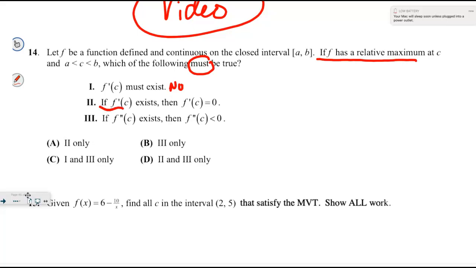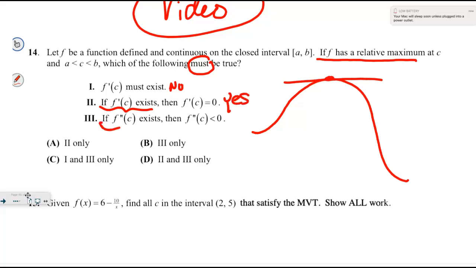If the derivative does exist, then it must be 0. Well, yeah, if the derivative did exist at my maximum, it must have been 0. This is a yes. If the second derivative exists, talking about concavity, then the second derivative must have been negative. Must I be concave down at an absolute max? Yes, that's the second derivative test. So this was D, and that was worth 2 points.